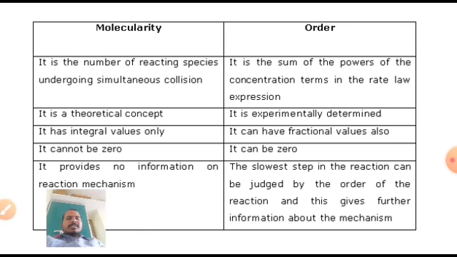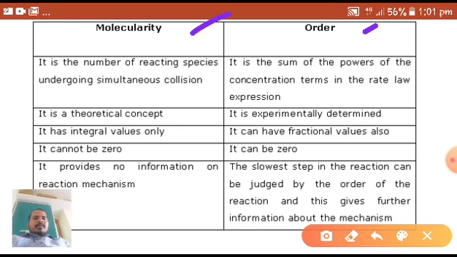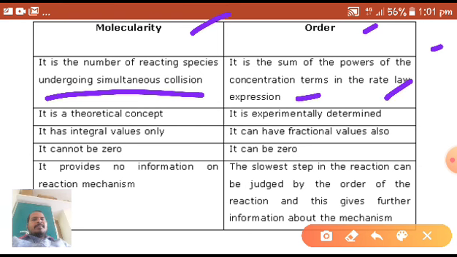There are some major differences between molecularity and order of a reaction. Molecularity is the number of reacting species undergoing simultaneous collisions. Order is the sum of powers of the concentration terms in a rate law. Molecularity is a theoretical concept. It can be determined by writing the mechanism: we just find out how many molecules or ions are participating in the slow step.